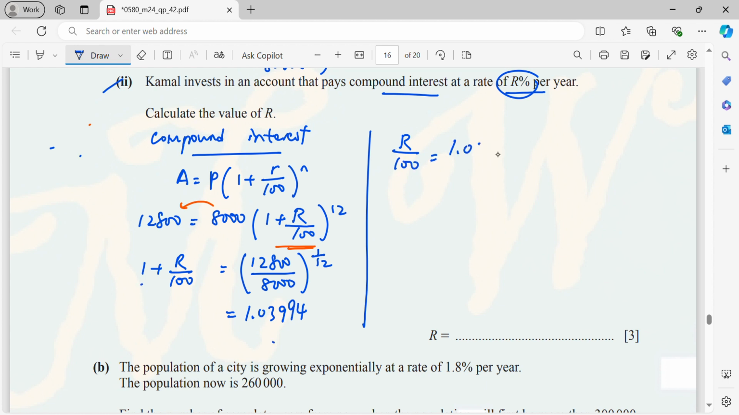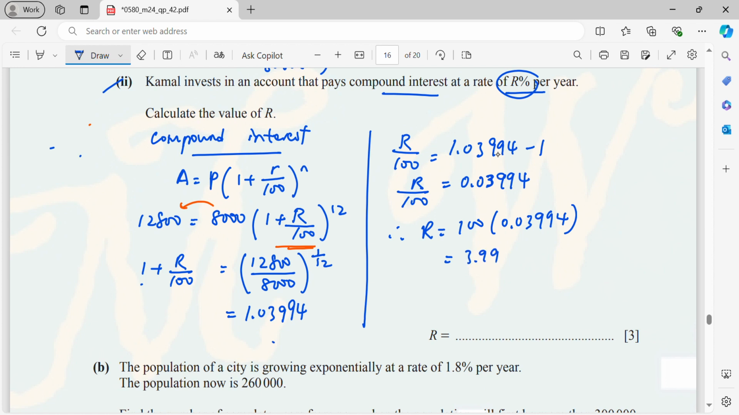Then now, my R over 100, just move this one to the left side. So 1.03994 minus 1, that is going to be 0.03994. And at last, move up the 100. Okay, because this is 1 over 100, this is R over 100. So now the R is going to be 100 multiplied with 0.03994. Then this is going to be 3.994. And now round up to 3 significant figures to get 3.99. So that is the solution for second part.